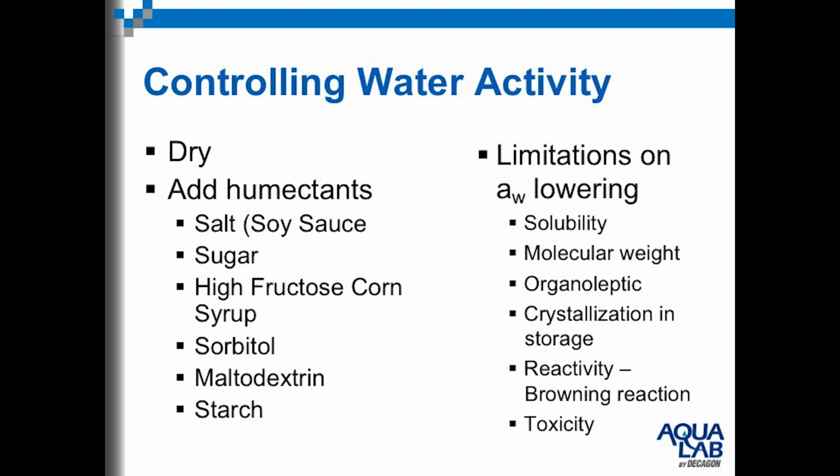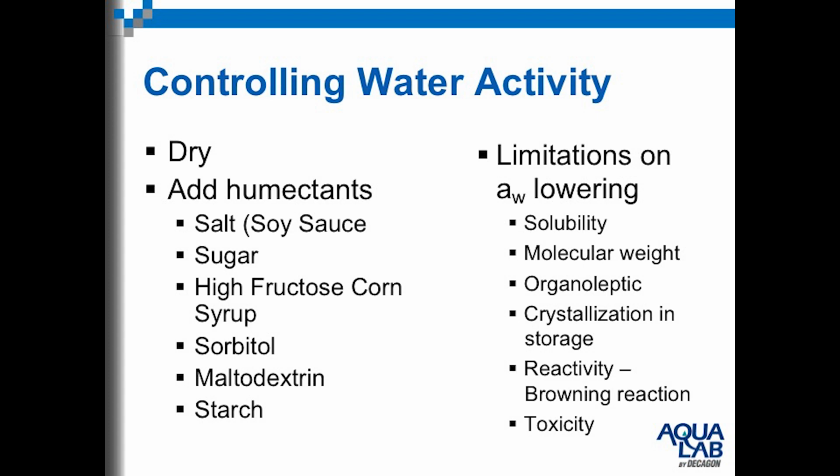Humectants are materials that lower water activity. Some of the most common are sugar, things like high fructose corn syrup. Salt is a very effective humectant, lowers water activity. It's why from ancient times we've salt infused foods to make them more stable. Leads to things like soy sauce that are very high in salt content. You have things like sorbitol, maltodextrin, and even starch lowers water activity. It's not very effective at lowering water activity, but anything that has polar portions to it or is polar, put into a material is going to impact the water activity and will lower it.